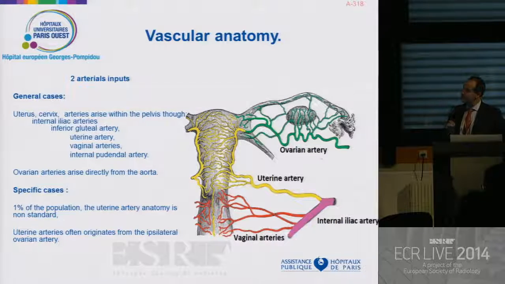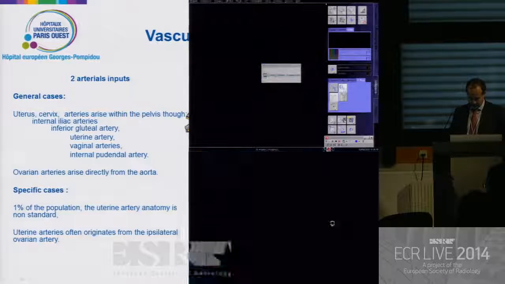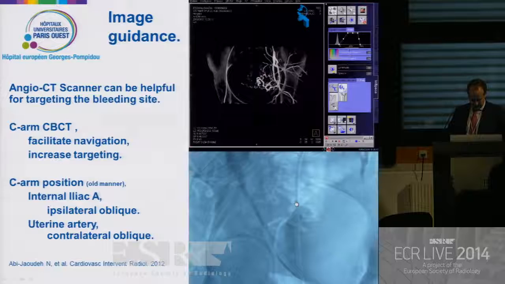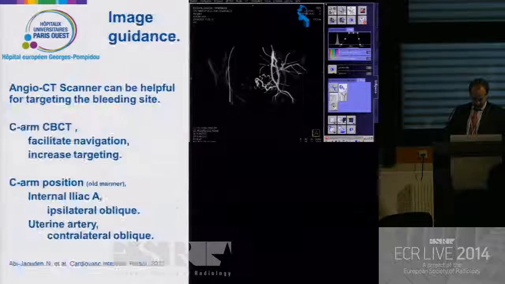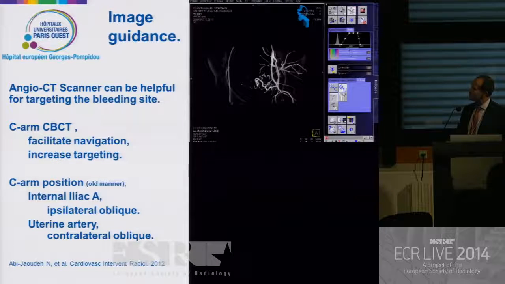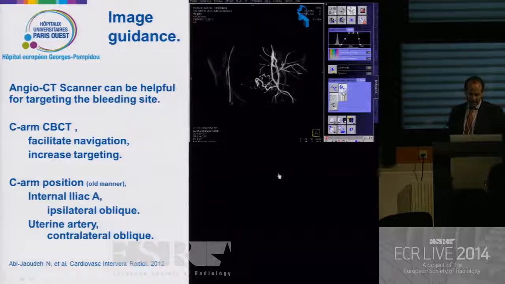But in some cases, in only 1% of the population, there is no uterine artery and everything comes from the ovarian artery, as shown here. Next. Okay, so image guidance should be very helpful.